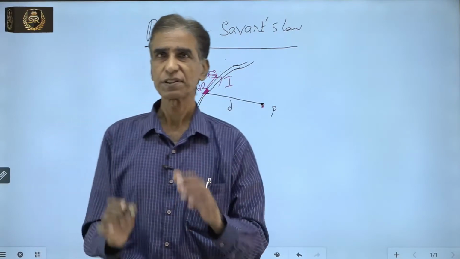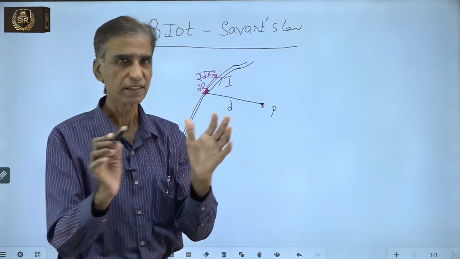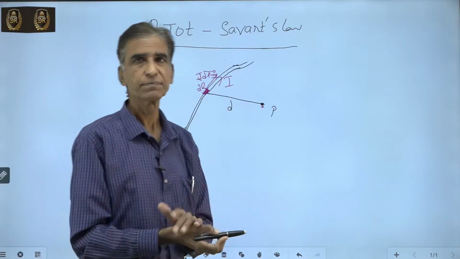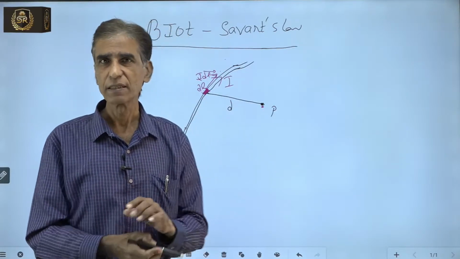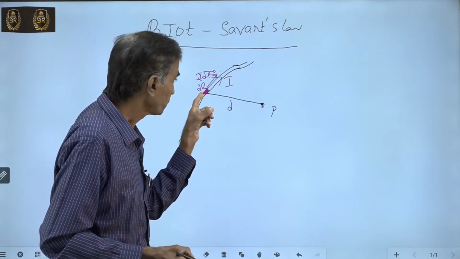Perpendicular distance, shortest distance, that is very important. The shortest distance of the element from the point is d, let us say. Now we want to find what is the magnetic field due to this element here.